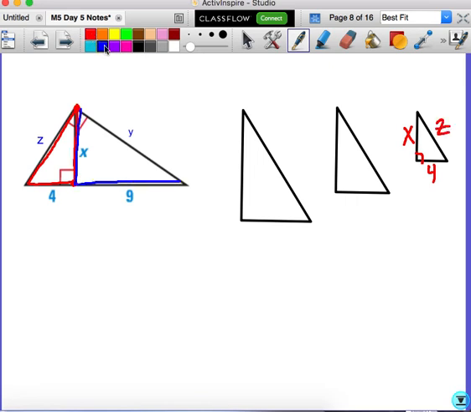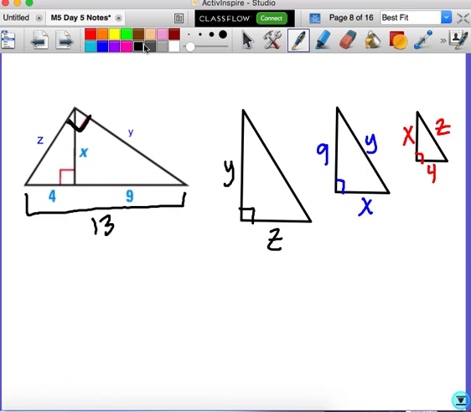Then I'm going to look at this medium-sized triangle. My 90-degree angle is here. So my shorter of the two legs is x, my longer is 9, hypotenuse is y. Then we're going to look at the whole thing. So my 90-degree angle was right here originally. My shorter leg was z, longer leg is y, and my hypotenuse is all of this put together, so 13.